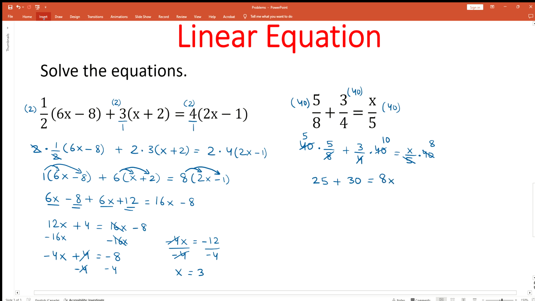Next, we can combine the like terms on the left side. 25 plus 30 is equal to 55. We can isolate x in this step by dividing both sides by 8. I get x equals 55 over 8. We cannot reduce this fraction, so this should be the final answer for the second equation.